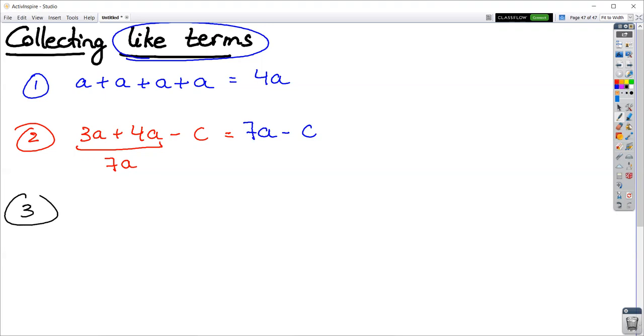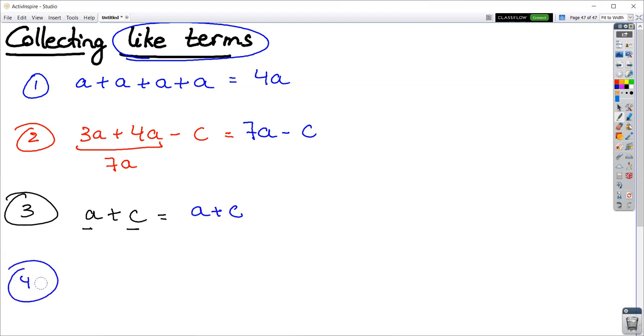The next example is when we are having a plus c. Now, we cannot do more simplification to that because there's only one term of a and only one term of c. If you cannot simplify it more, the simplification would still be the same as what's given to us, which is a plus c.